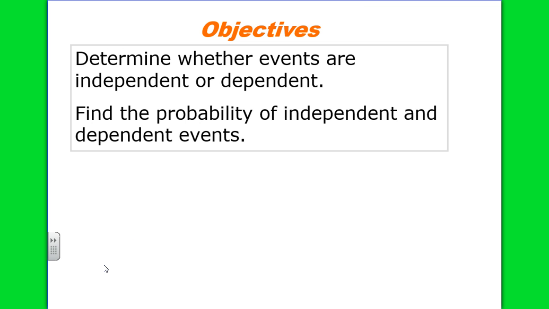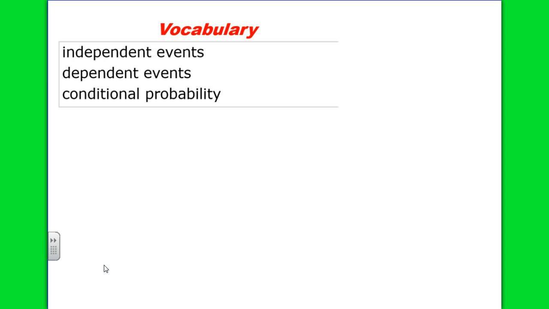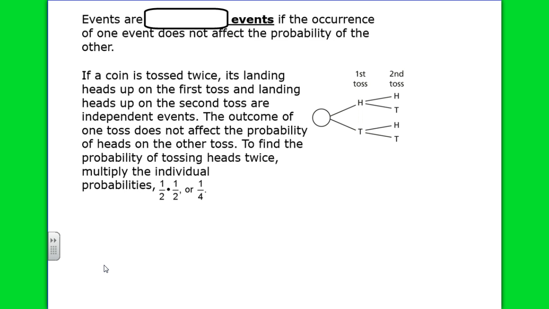All right. So today we're going to determine whether events are independent or dependent, and we talked about that if you were here yesterday. And then we'll find the probability of independent and dependent events. So here is the vocab. And events are what if the occurrence of one event does not affect the probability of the other? Independent. If you're independent, you stand alone. You stand on your own.